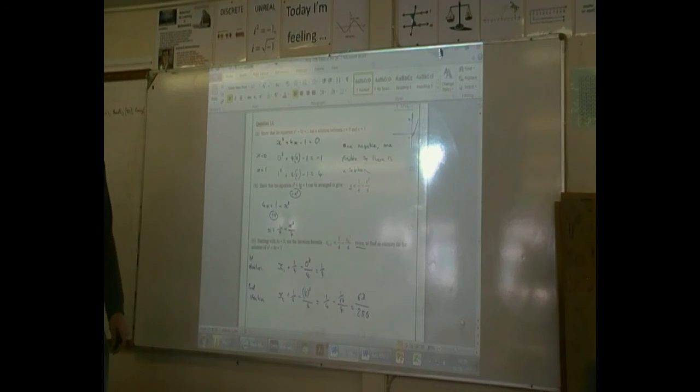Now, obviously with iteration you could keep going and get closer and closer and closer to the correct answer, but you're unlikely to ever reach the exact answer unless you do it for a very long time.